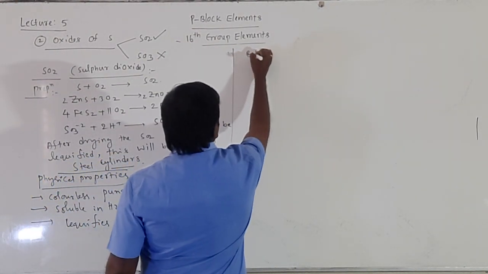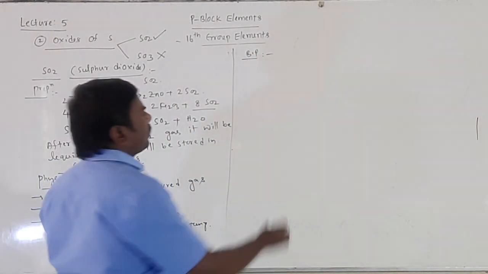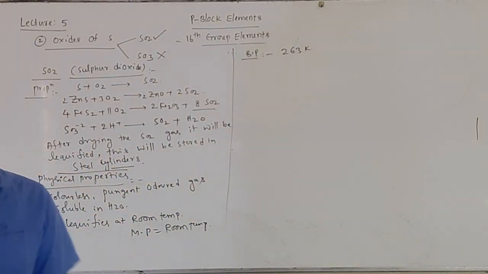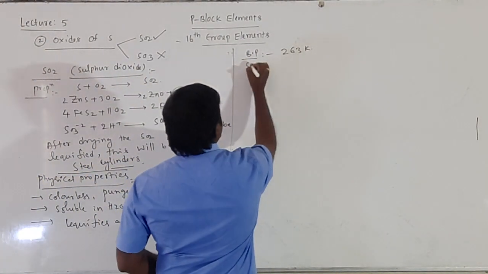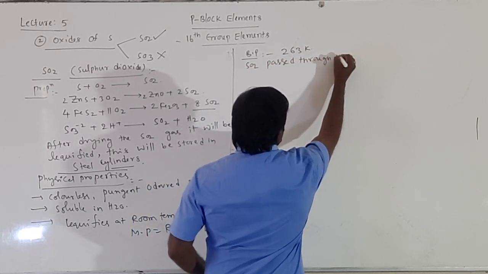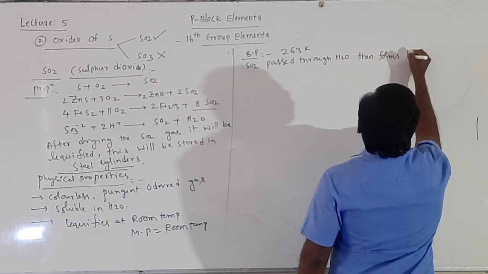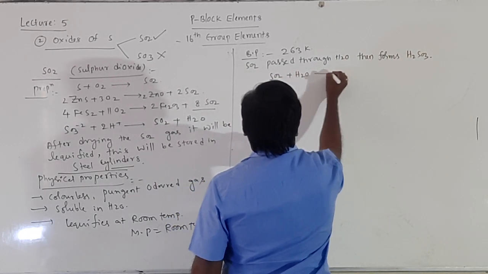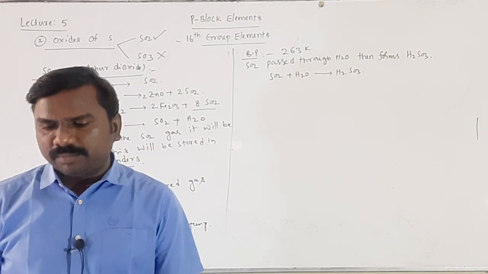The boiling point of sulfur dioxide is 263 Kelvins, a low boiling point. When SO2 is passed through water, it forms an acid: SO2 plus H2O gives rise to H2SO3. Sulfurous acid will be formed.